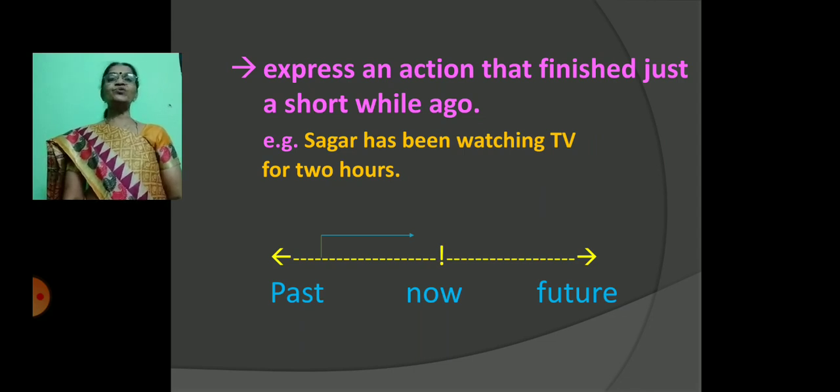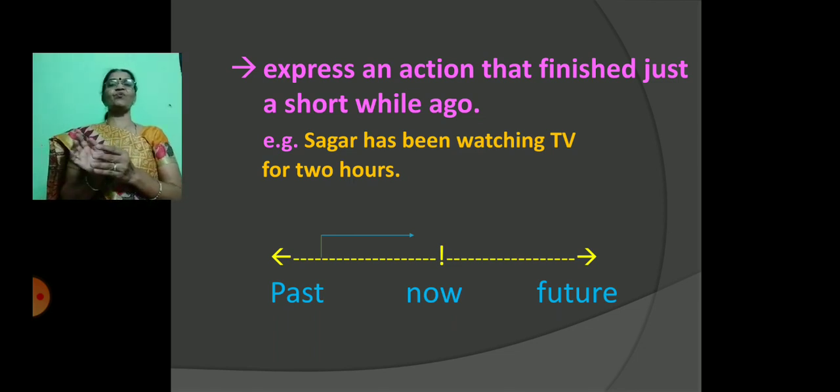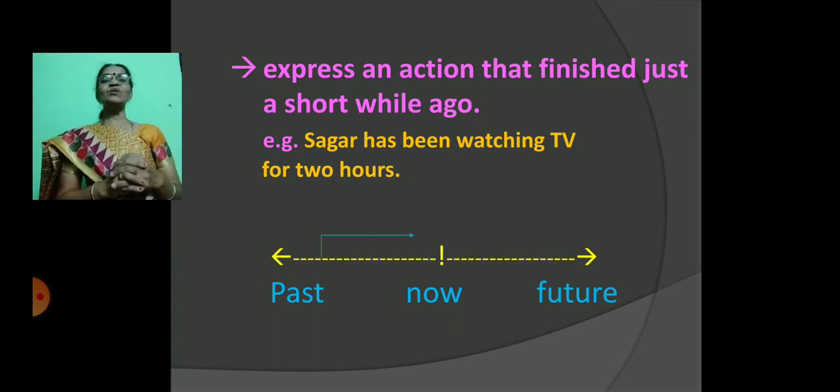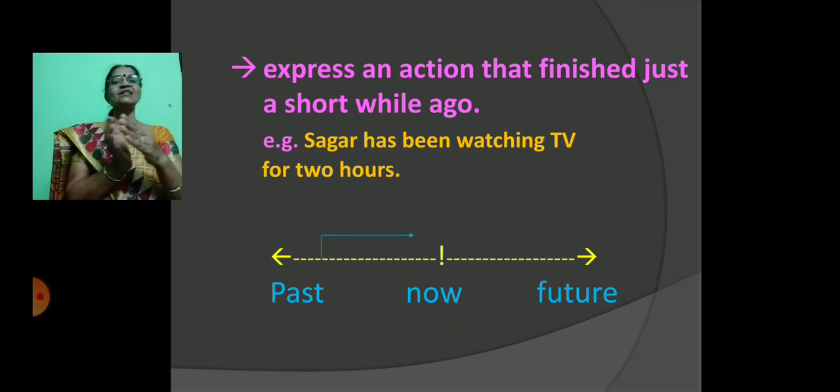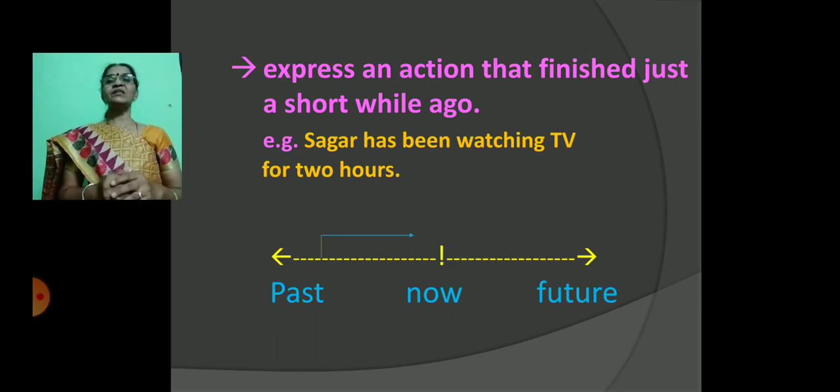It's also used to express an action that finished just a short while ago, an action that is completed just before. So Sagar has been watching TV for 2 hours. It started in the past and it has just finished a short while ago. So for that also we use present perfect continuous tense.